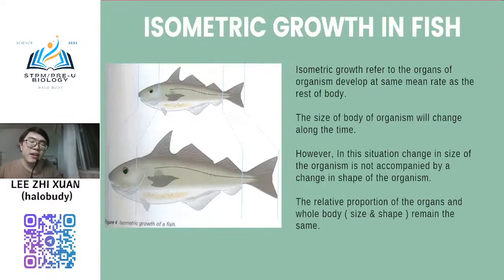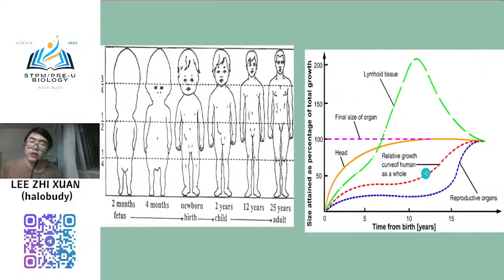And then another one is isometric growth in fish. This one is different from the human because the organ and the body growth are totally the same. Compared to human, the size of the human body and the organ are totally different. This red line is the overall growth of the human body, but you see that the organ is totally different. The head will grow higher at the initial part, and then the reproductive organ will grow when they reach the puberty age.